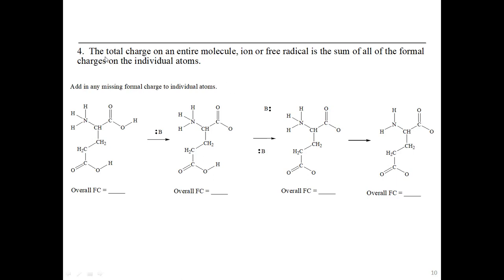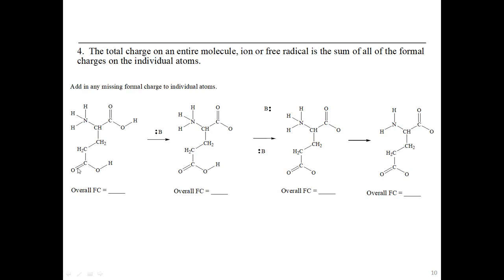Now, the last rule that I have here is the total charge on the entire molecule, ion, or free radical is the sum of all the formal charges of the individual atoms. So as the example down here, I picked an amino acid. So this amino acid is called aspartic acid, something you need to eat every day. You'll notice there's the carboxylic acid group here, carboxylic acid group here. I have an amine, but the amine's protonated over here because that's the way it would be at a high acidity or low pH.